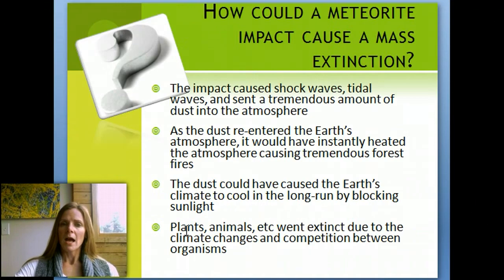Okay. How could a meteorite impact cause a mass extinction? So I'm going to read through these couple of things. I want you guys to keep this in mind. The impact could have caused shock waves, tidal waves, sent a tremendous amount of dust into the atmosphere. And then as the dust re-entered the Earth's atmosphere, it would instantly have heated the atmosphere, causing tremendous forest fires. Kind of interesting to think about that, right? The dust could have caused the Earth's climate to cool down in the long run by blocking the sunlight. So that's kind of interesting that so much dust in the air can block that sunlight, and all of a sudden you have this huge climate change. Plants and animals went extinct due to climate changes, competition between organisms, so that's why only certain ones still remained after that.